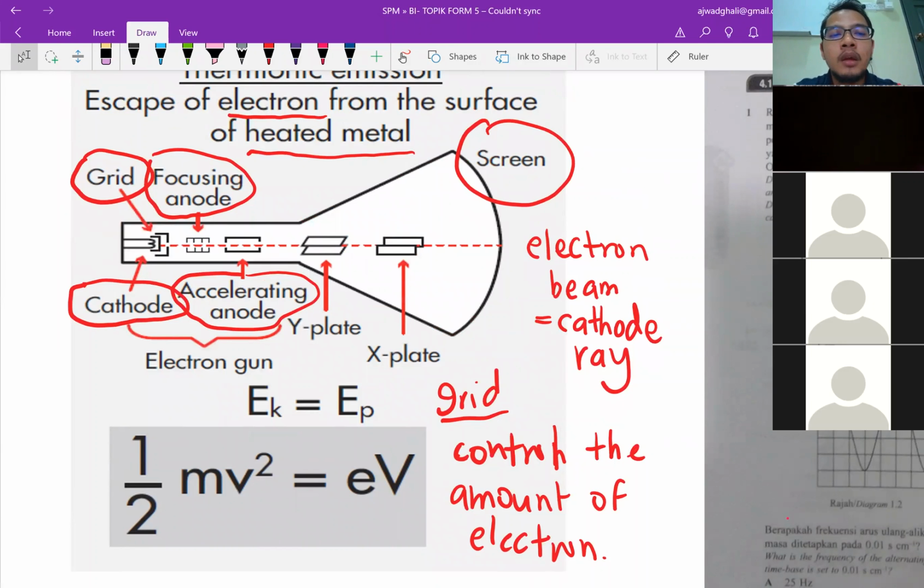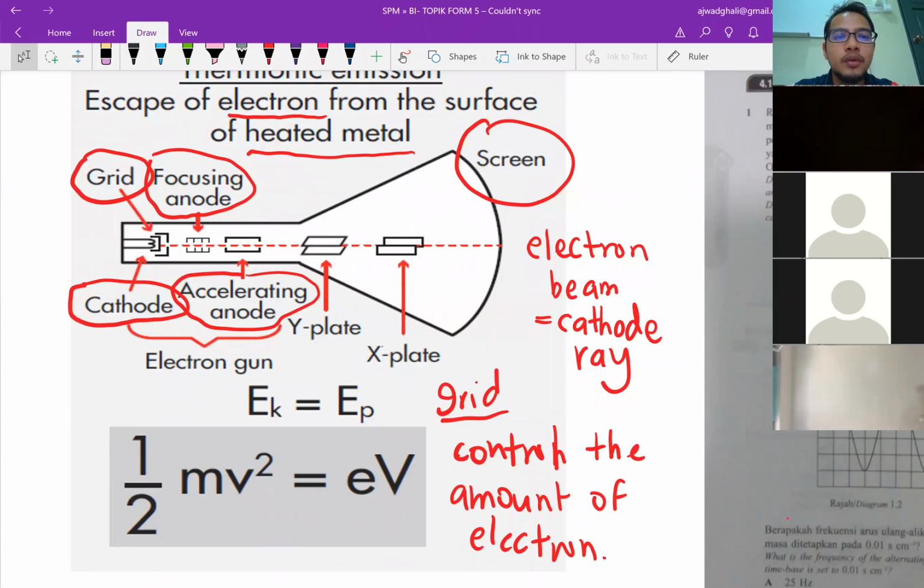All right. So electron will move, electron going out. So grid is like a customs officer. When people want to go out, they control how many people can go out. So that's the function of grid. We control the amount of electron. So how many electrons can pass through? That's the function of grid.